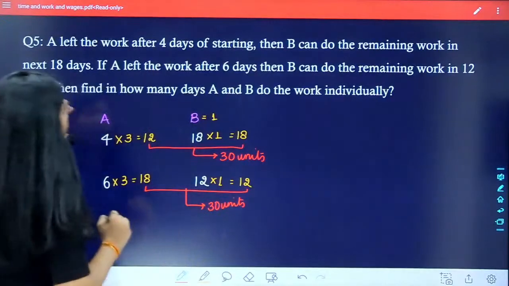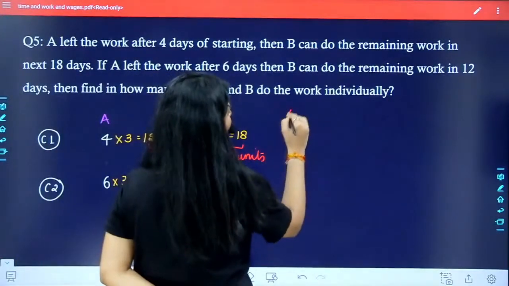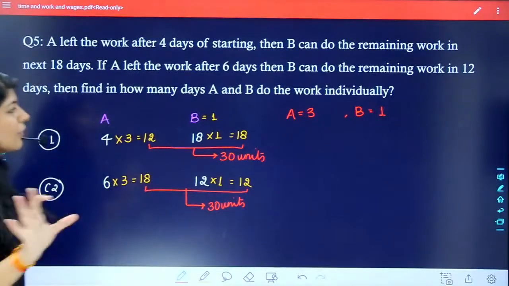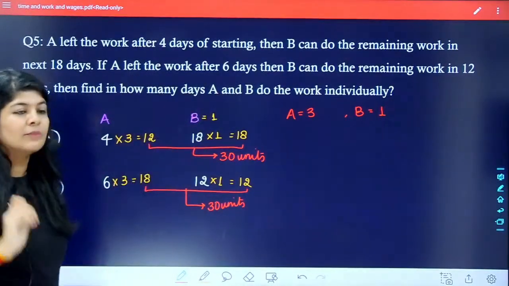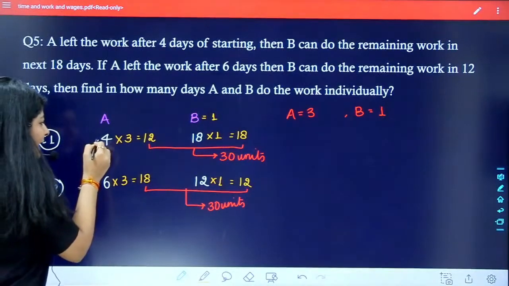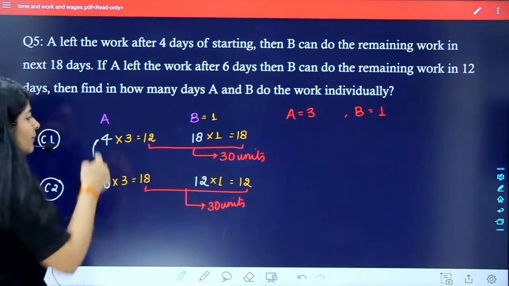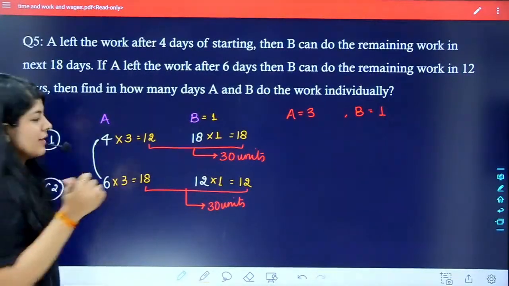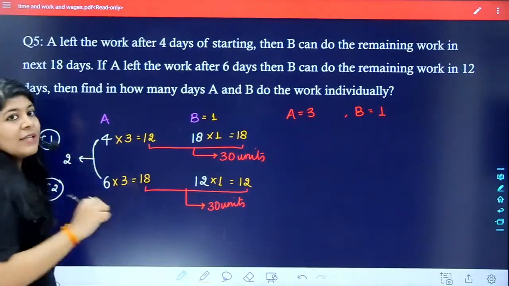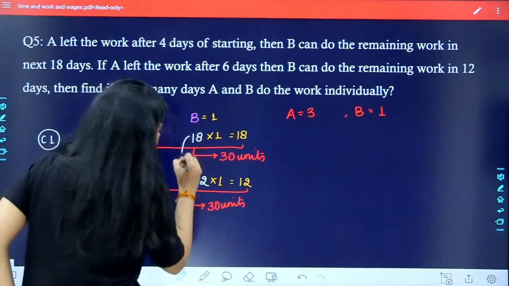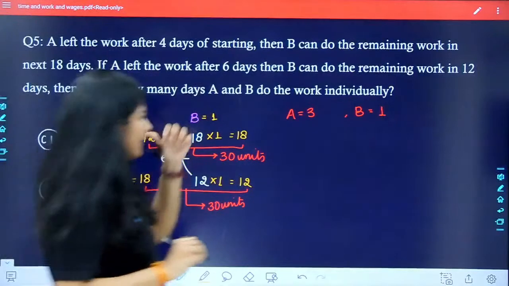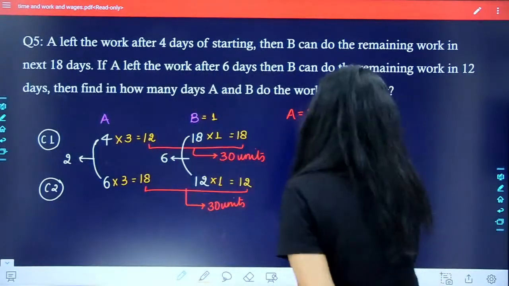Right? So from this I can directly say that the efficiency of A is 3 and the efficiency of B is equal to 1. Or, if I do not get this concept, I can do it with the help of one more way. Listen very carefully, in this case A worked for 2 more days. Because of these 2 more days, B can work 6 fewer days.